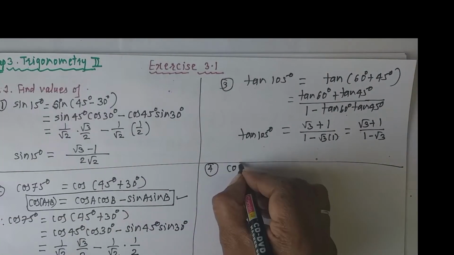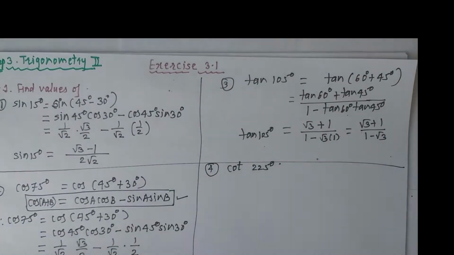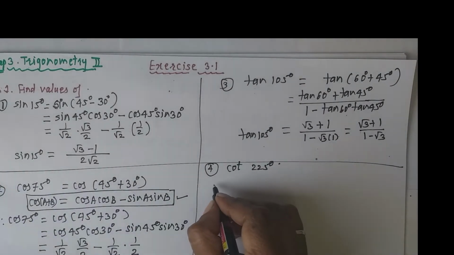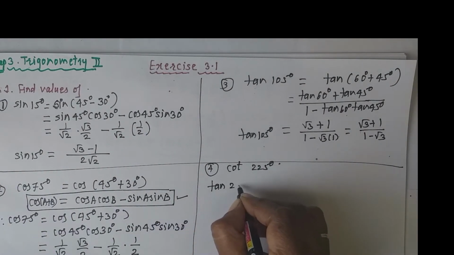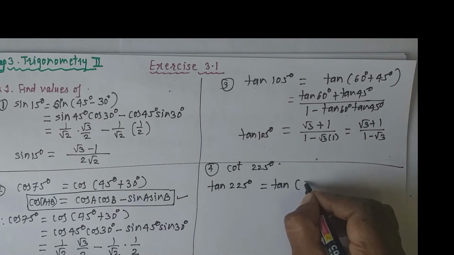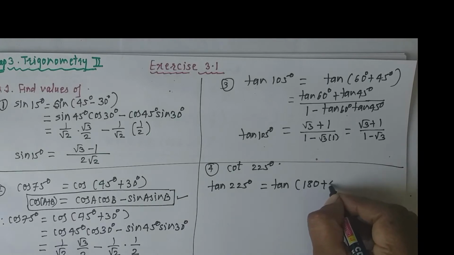Find value of cot 225 degree. To find the value of cot 225 degree, there is no need to remember the formula of cot. You find out the value of tan 225 degree and take its reciprocal, you will get the value of cot 225 degree. Okay. Therefore, we will find out first value of tan 225 degree. Now split this angle 225 degree into two angles. Then this will be 180 plus 45 degree.